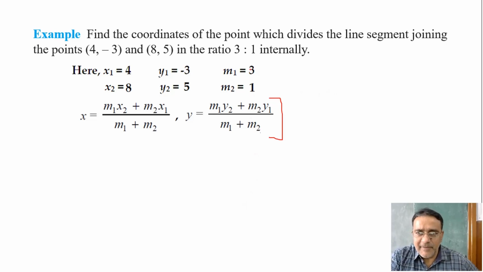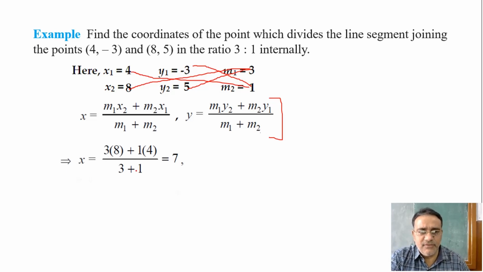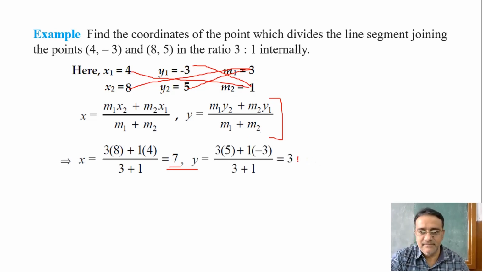So here we have to multiply: 3 × 8 = 24 plus 1 × 4 = 4. So x is 3 × 8 plus 1 × 4 upon 3 + 1, and y is 3 × 5 plus 1 × -3 upon 3 + 1. So this becomes 24 + 4 upon 4, 24 + 4 is 28, upon 4 is 7. And the next, y becomes 15 - 3, 15 - 3 is 12, 12 upon 3 + 1 which is 4, that equals 3. So therefore (7, 3) is the required point.